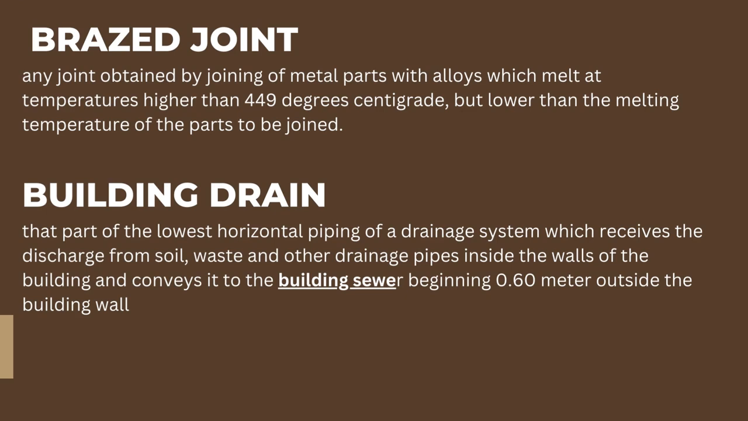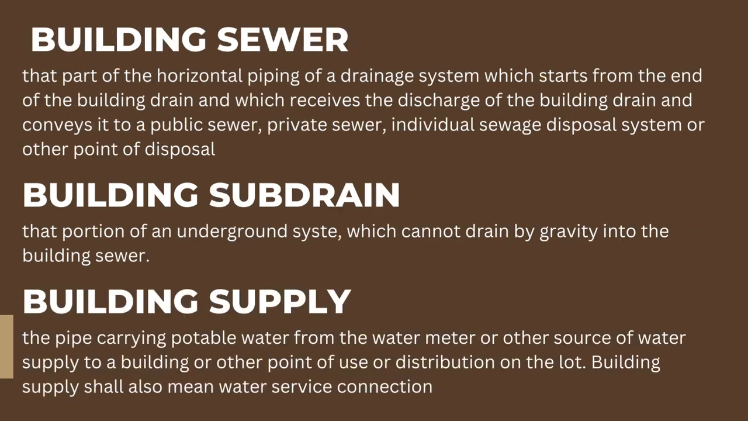Building sewer: that part of the horizontal piping of a drainage system which starts from the end of the building drain and which receives the discharge of the building drain and conveys it to a public sewer, private sewer, individual sewage disposal system or other point of disposal. Building subdrain: that portion of an underground system which cannot drain by gravity into the building sewer.